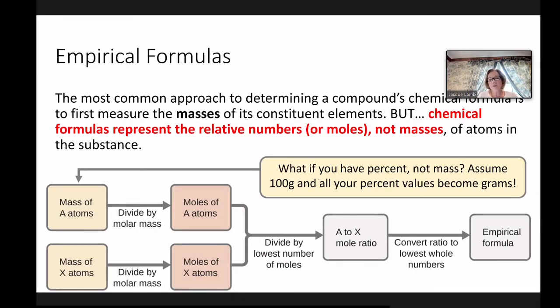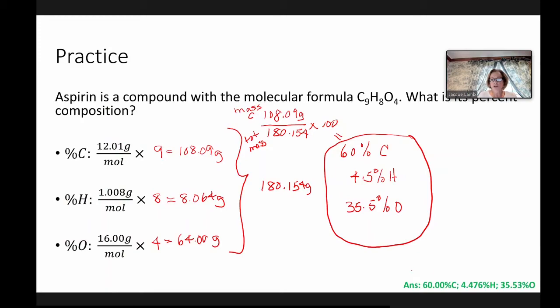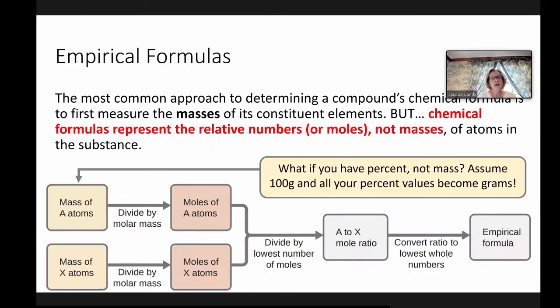So one thing you can do if you are given a percent, like in this last slide, if you were given these percentages down here and asked to determine the empirical formula from that, is work backwards by assuming that you have 100 grams of your compound. If you have 100 grams, then those percents become masses. So 60% carbon would be 60 grams of carbon. That would be the mass that you would start with over here, and then you would divide by the molar mass to determine how many moles that was.